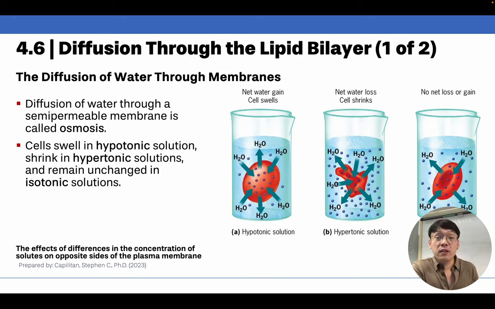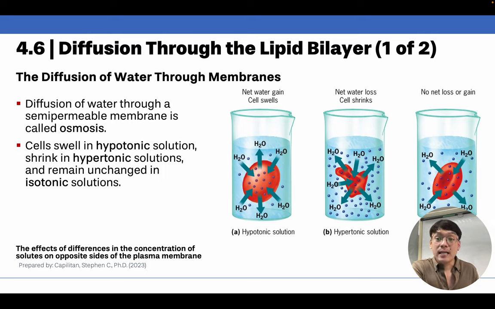Water is diffusing through the membranes, and the diffusion of water through a semi-permeable membrane is called osmosis. In letter A, you will see here, a cell is being placed in a hypotonic solution, one having a lower solute concentration than the cell. As a result, it swells. The cell will swell because of a net gain of water by osmosis.